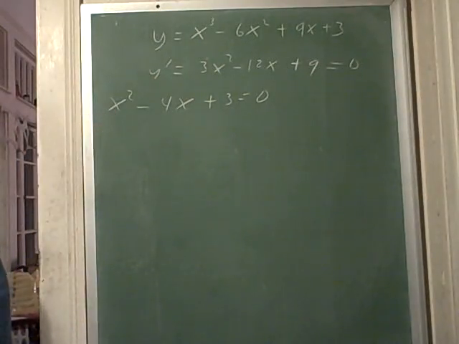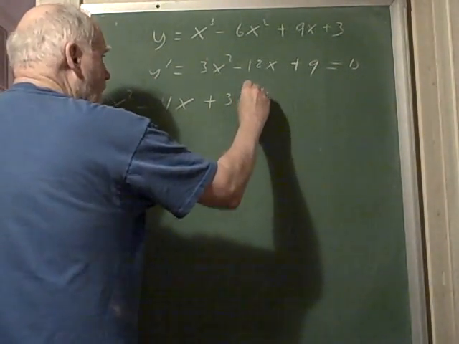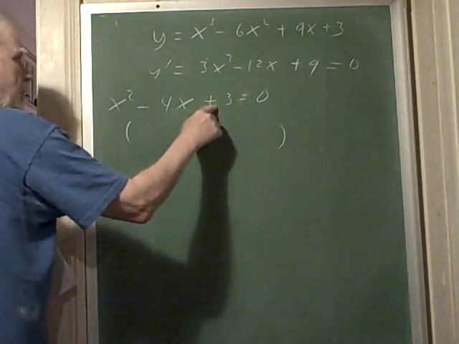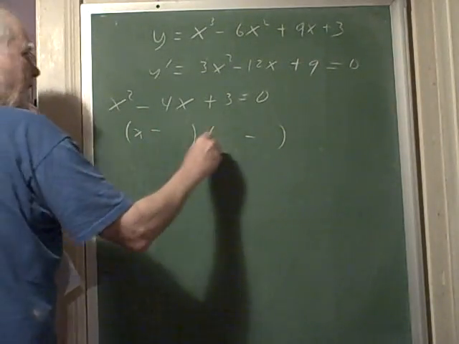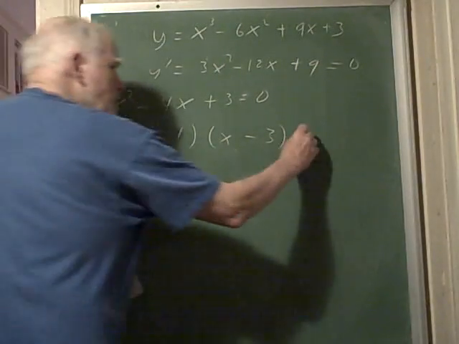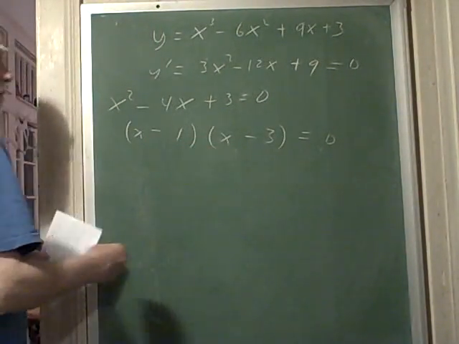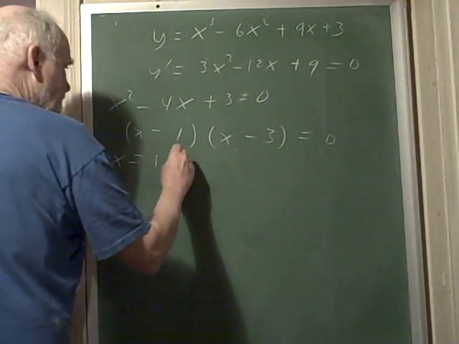And now I'm going to try and factor it. If it factors, I won't have to use the quadratic formula, will I? And it's plus, so it's got minus and minus, and it's x minus 1 and x minus 3 equals 0. So clearly we can set this to 0 and this to 0, and we will get the two critical points, x equals 1 and the other one is 3.